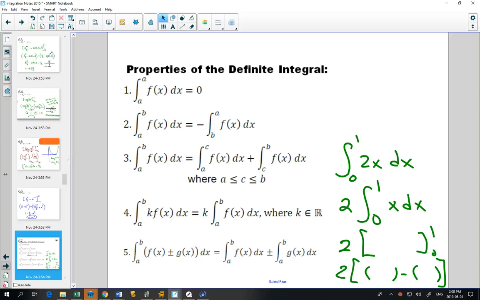And just like in indefinite integrals, if you're adding and subtracting, you can do each integral separately.